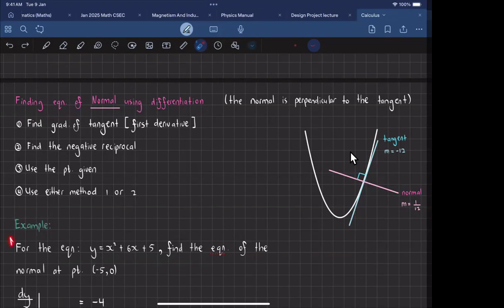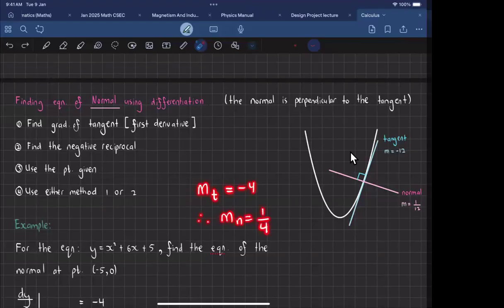So here, I want you to finish this question and make sure your working makes sense. So you can write from the previous part, the gradient of tangent. Instead of writing gradient of tangent, you can just write mt. That means the same thing. The gradient of the tangent is -4. Therefore, the gradient of the normal would be 1/4.